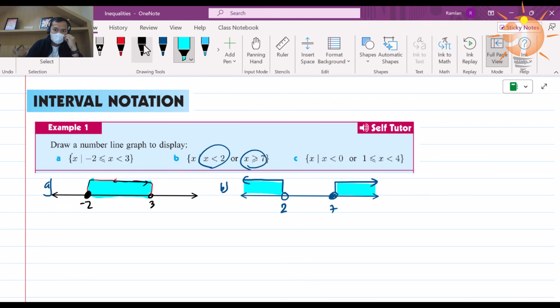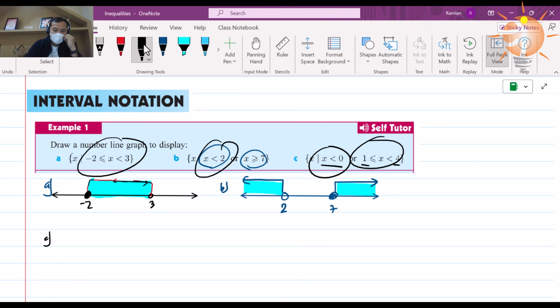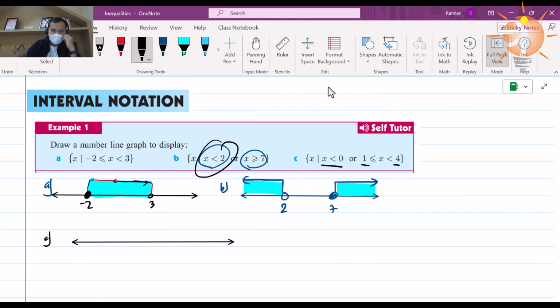Yeah, so we have two areas, left and right. Okay, so the same thing with C. For example, here we have 3 numbers, 0, 1, and 4. So it's actually just the combination between this and this, right? See, when you have these 3 numbers, you just make sure that everything is on the number line, right? So we have 0 over here, we have 1 over here, and 4 is over here.